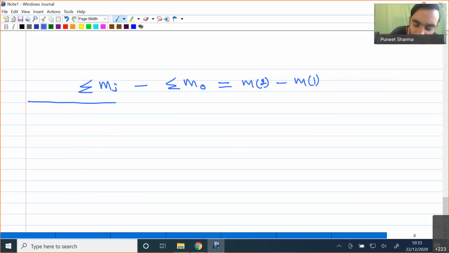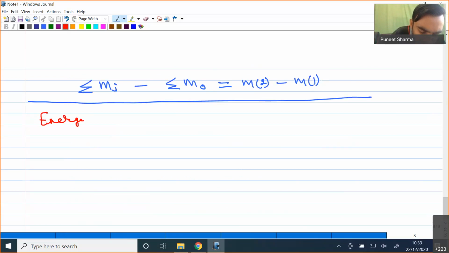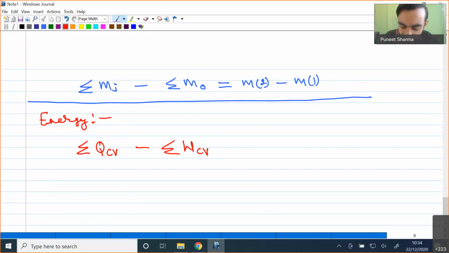Similarly, if you do it for the energy equation, I will not show the integration term by term, but all together I'll give you the final equation. So for a transient process, I can write the conservation of energy as the sum of the net amount of heat transfer associated with the control volume, sum of QCV, minus the sum of work associated with the control volume during the process time. That we are doing after integration.